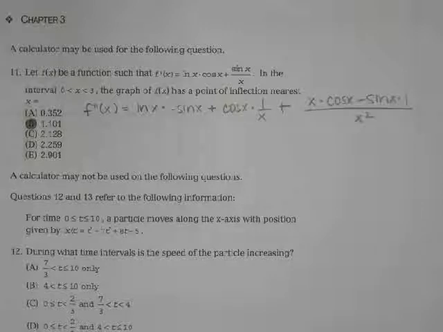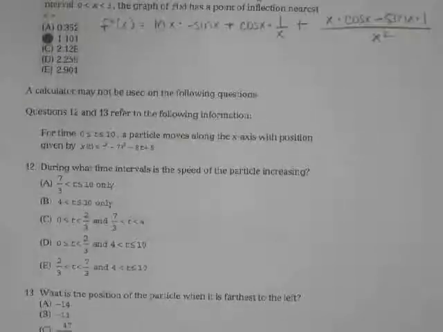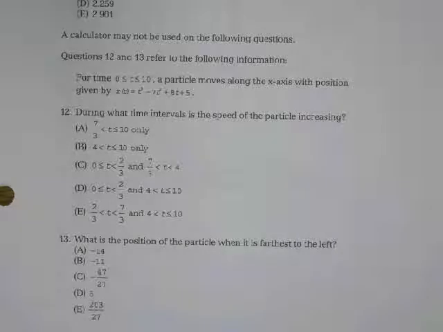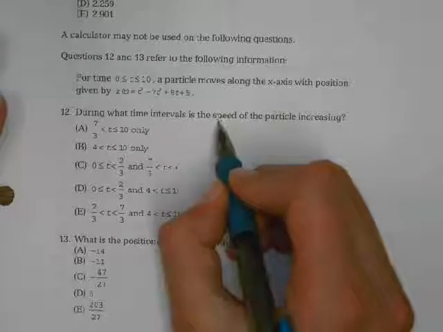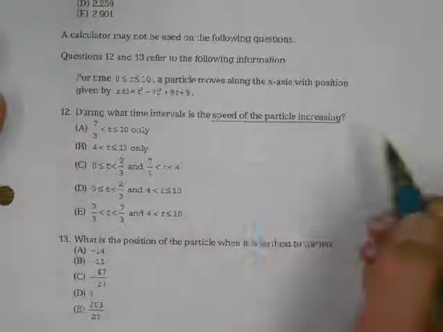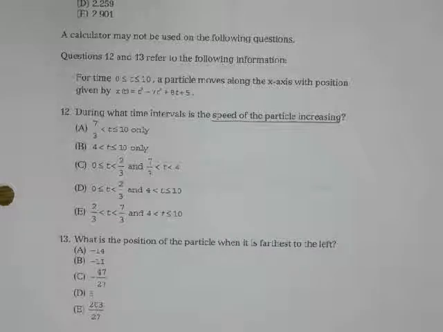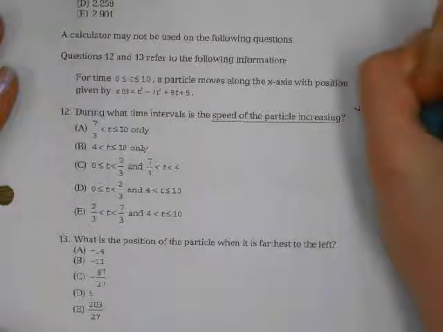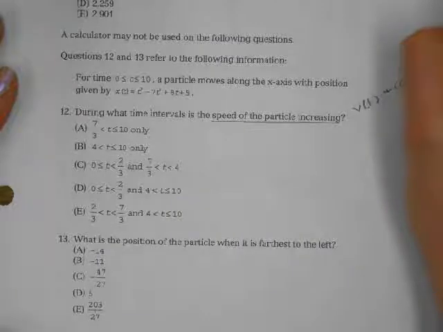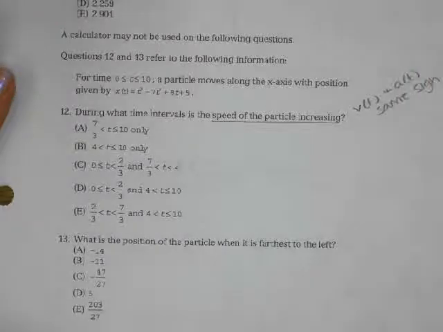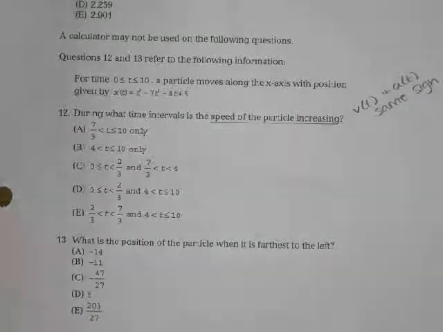All right, questions 12 and 13 refer to this information. So here it says, during what time intervals is the speed increasing? I got this one wrong because I forgot the little trick about speed. So the trick about speed is if the velocity and the acceleration have the same sign, then the speed is increasing. If they have opposite signs, then the speed is decreasing. And if you want to know why, you can go back and read. So we are looking for where their velocity and the acceleration have the same sign.